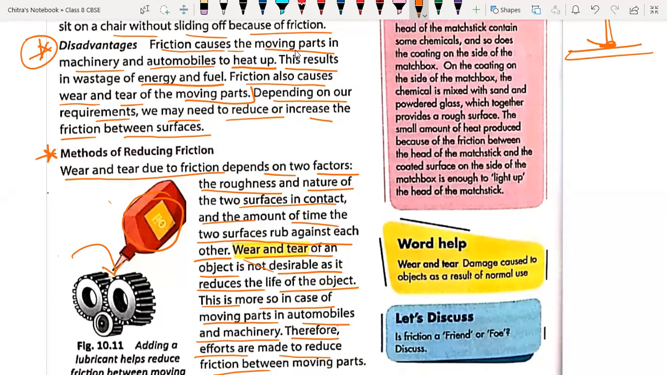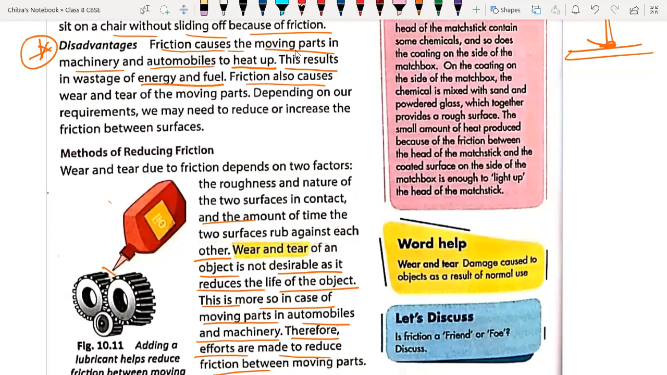Friction also causes wear and tear of the moving parts. Most of the time, if there is more friction, they wear and tear. That's why friction has disadvantages. Whatever points we are discussing here are for the disadvantages only.